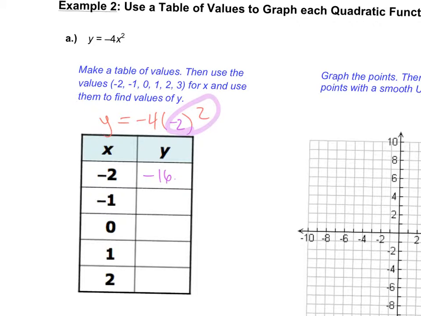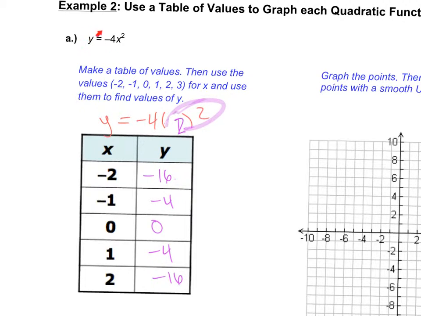If I then plug in the next value, negative 1 squared is 1, times negative 4 is negative 4. Then I would plug in 0, and I would get 0 squared is 0, times negative 4 is 0. Then I would plug in 1. 1 squared is 1, times negative 4 is negative 4. And then 2 squared is 4, times negative 4 is negative 16. Can you recognize anything within the table?